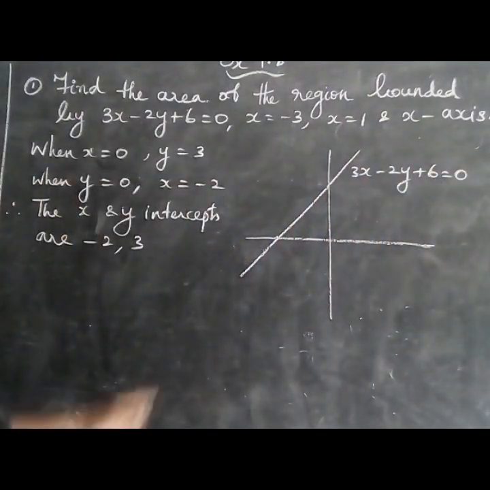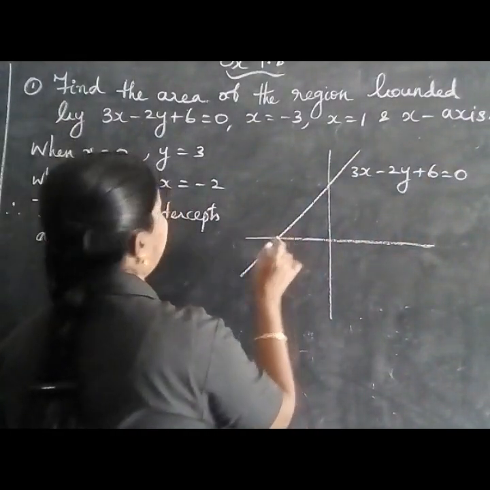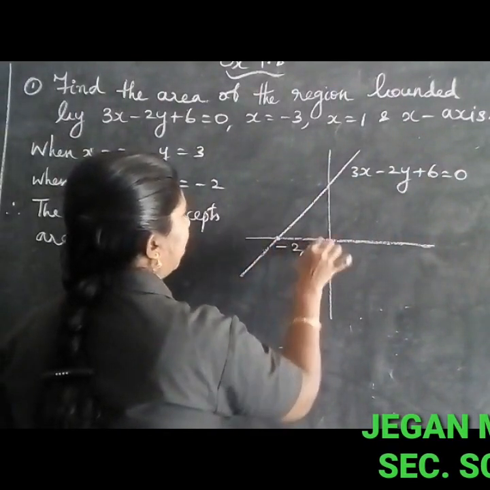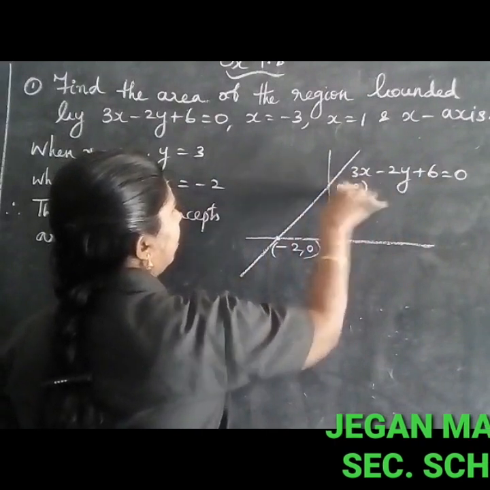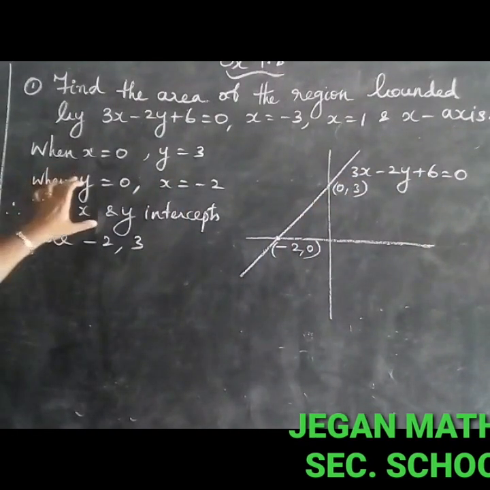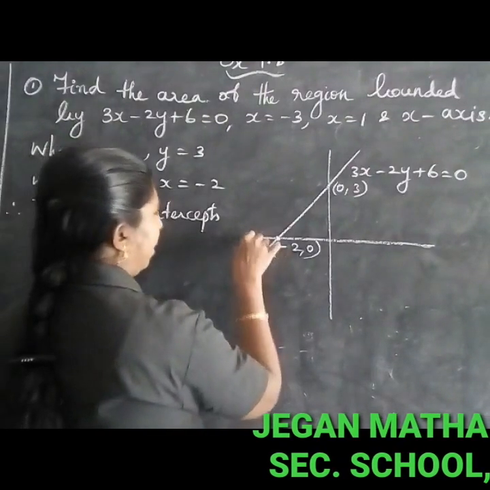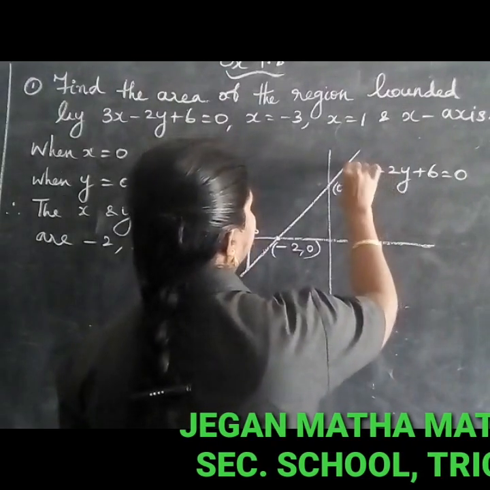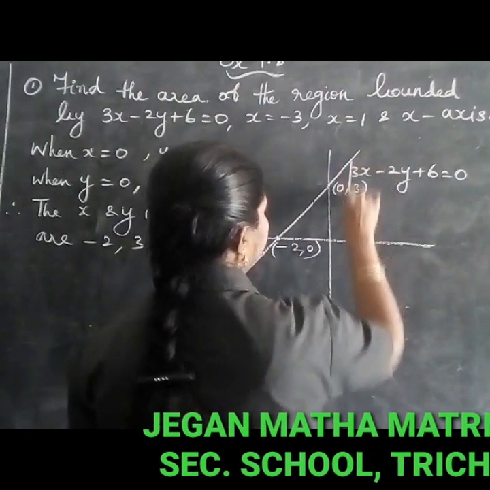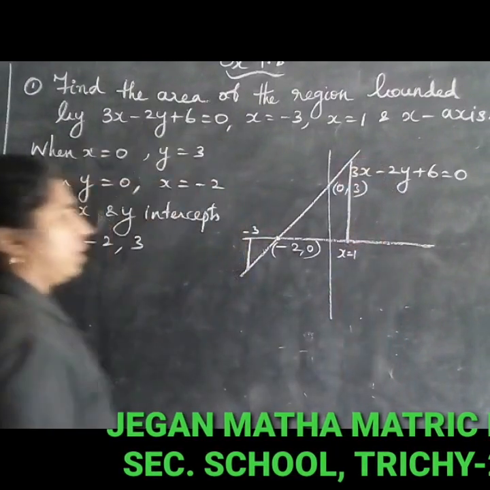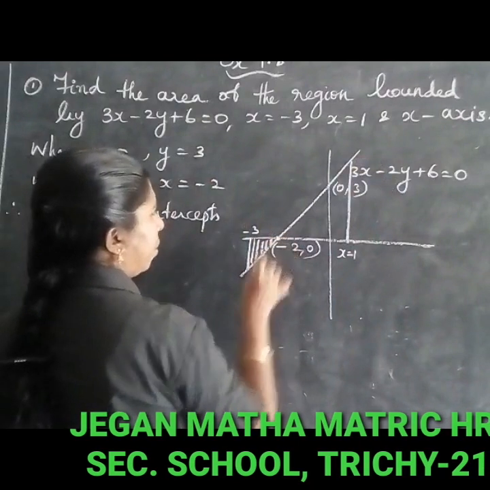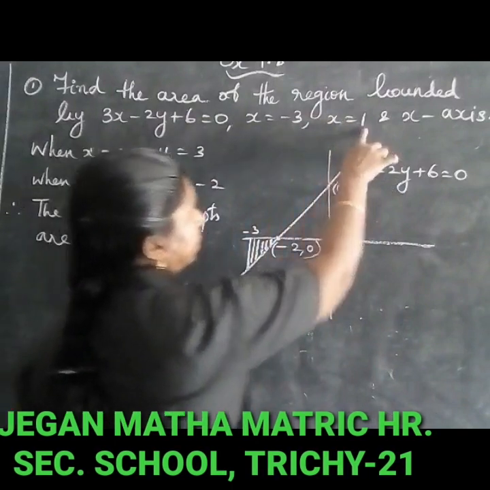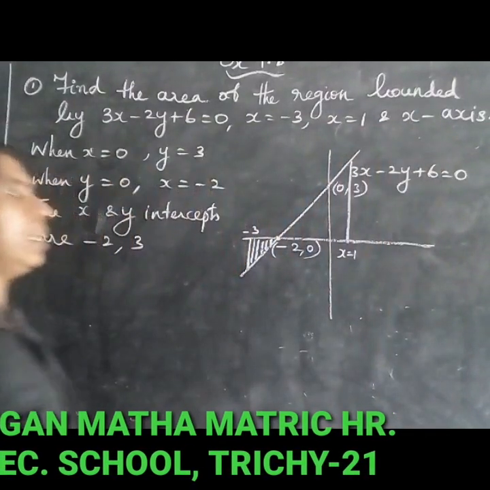And this line is bounded by the line x is equal to minus 3. Already this point is minus 2, 0, and here this is 0, 3. So we get x is equal to minus 3 and x is equal to 1. Therefore, the required area is bounded by the straight line as well as the given two lines x is equal to minus 3 and x is equal to 1, and also the x axis.